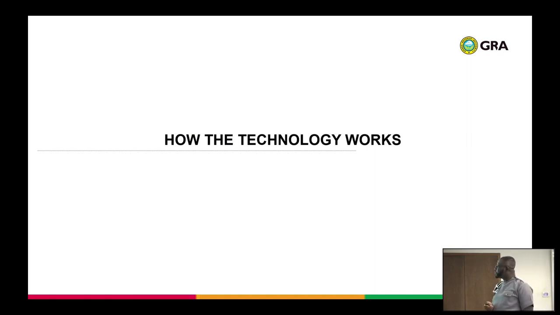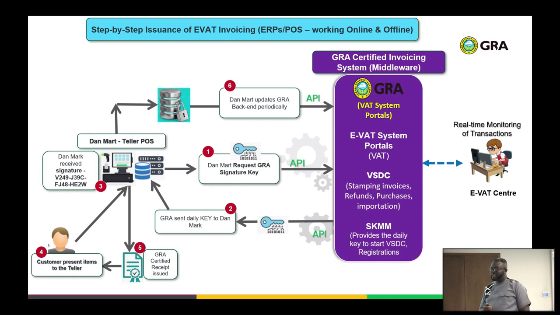So I'll walk you through how the technology works. Again, the purple here is the Commissioner General's invoice system. You see we have numbering 1, 2, 3, 4, 5, up to 6. Number 1 is where a taxpayer called, just to use as an example, Danmat teller or POS. This is a situation where a taxpayer has his or her own invoicing system and is issuing invoices using that particular system.